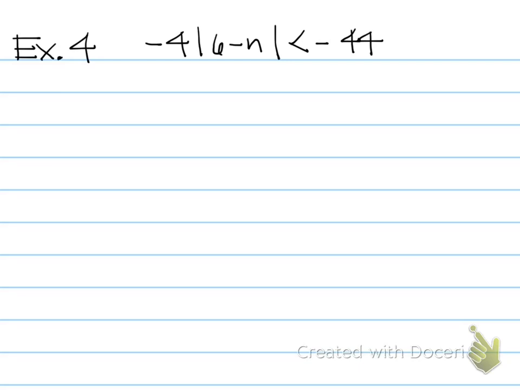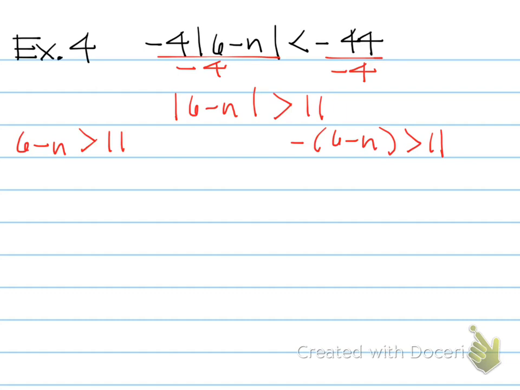So we're going to start by dividing both sides by -4. When we do that, it's going to change the direction of the inequality to a greater than symbol. And then we're still going to write both inequalities, one that has a positive value for the quantity inside the absolute value bars and one for the negative quantity inside the absolute value bars. We solve the positive one first.